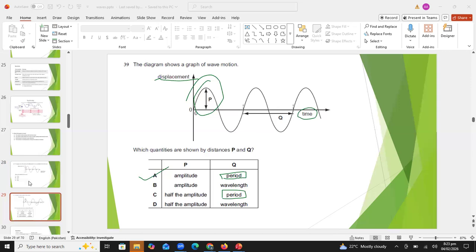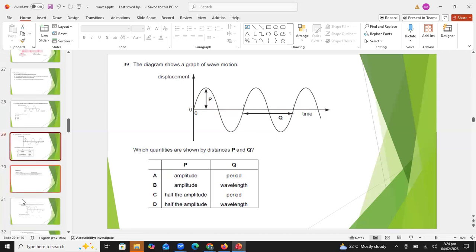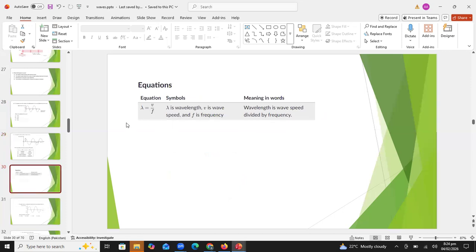So remember this, students: if the time period is given on the x-axis, we are able to find the time. If the distance is given, we are able to calculate the displacement or wavelength. Now, I have already discussed with you the equation v equals f lambda, so lambda equals v upon f, where v is the velocity and f is the frequency.